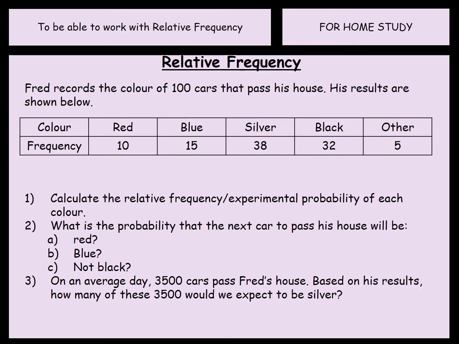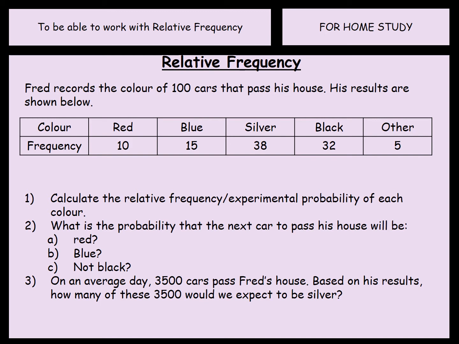Okay, a question for you to try by yourself then. Again, at some point during this video, you're going to have to pause it. You're going to have to draw out this table. Fred records the colour of 100 cars that pass his house. He's obviously in self-isolation, really bored. So he's recording the number of cars and the colour. He's done a little table. The first thing you'd be asked to do is calculate the relative frequency or the experimental probability of each colour.